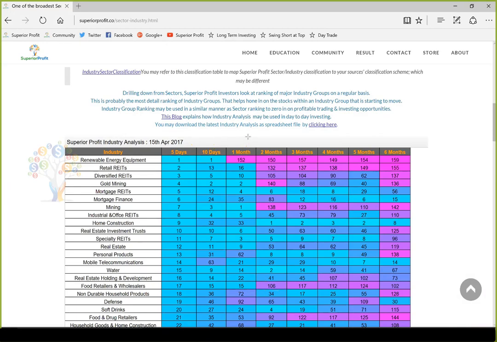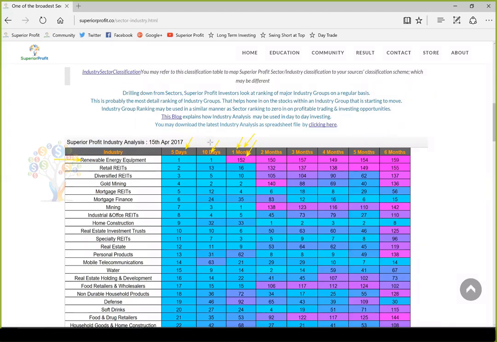Now, if we apply the same monthly analysis to renewable energy, then we see that it is still very weak, 152. So we may start looking for long opportunities based on this 5 day and 10 day ranking, but be aware of the fact that on a monthly basis, it is still one of the worst ranking industry groups.